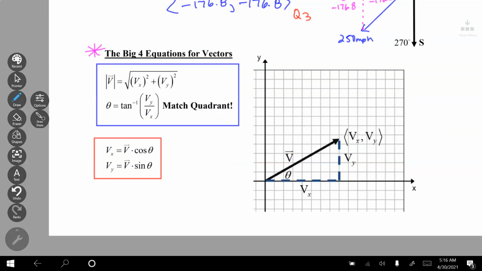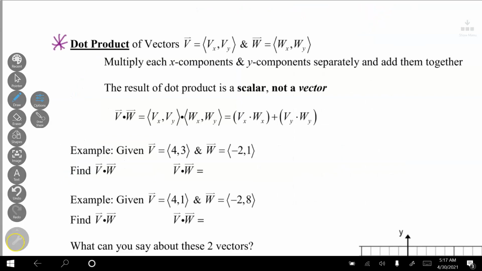I call these equations the big four equations for vectors. The first two are for when I know my components, I can find magnitude and direction, and the second two are for when I know my magnitude and direction, I can find my components. We're going to use these four equations all the time.